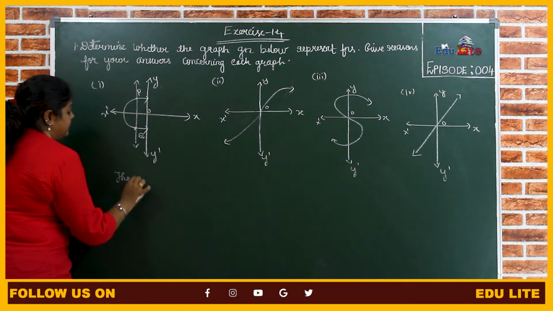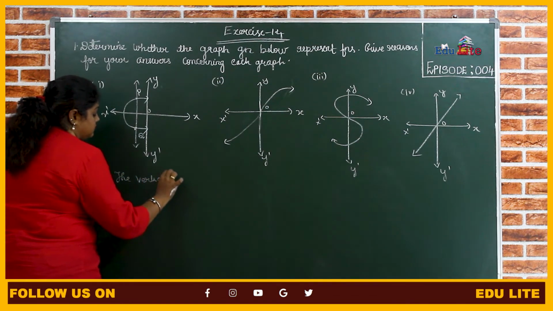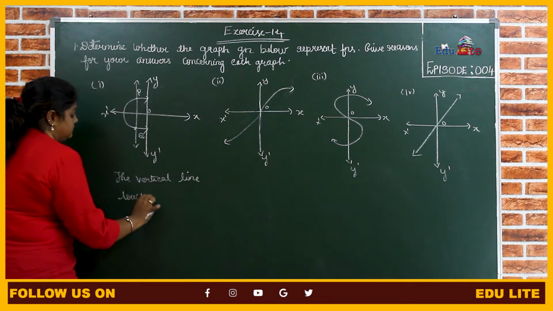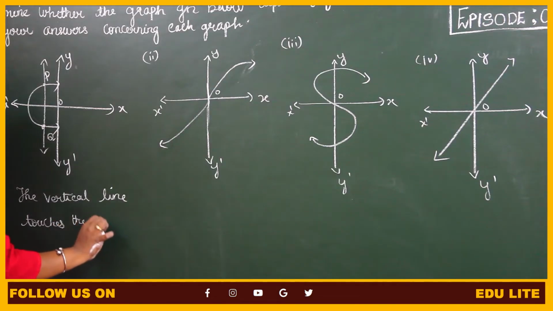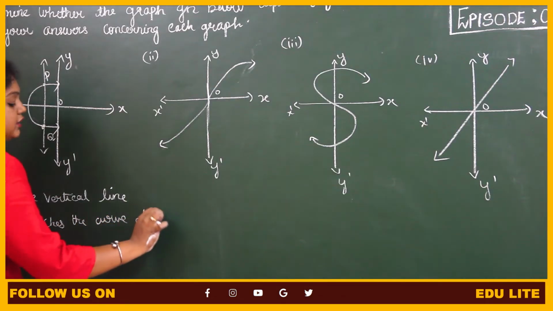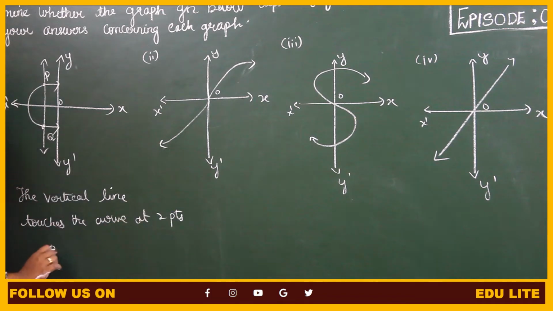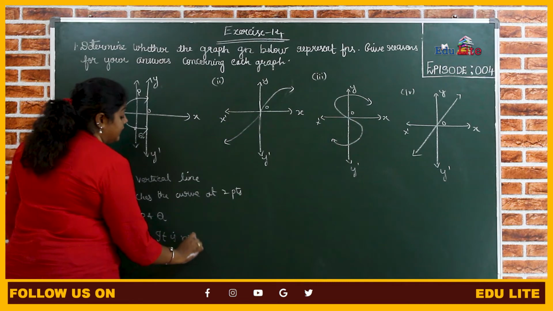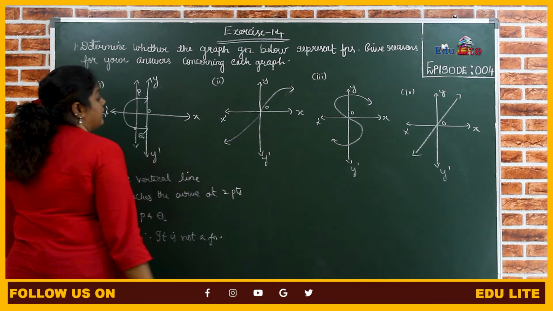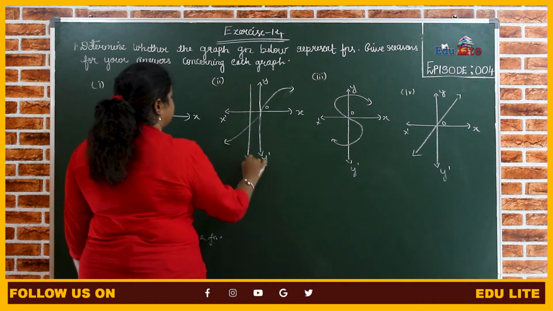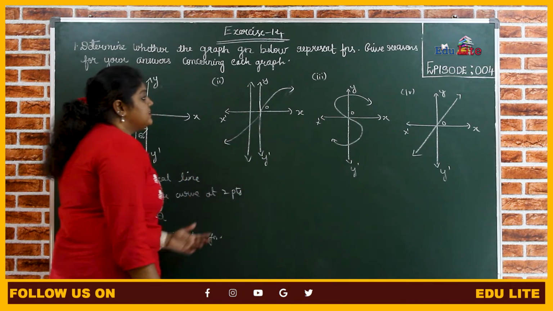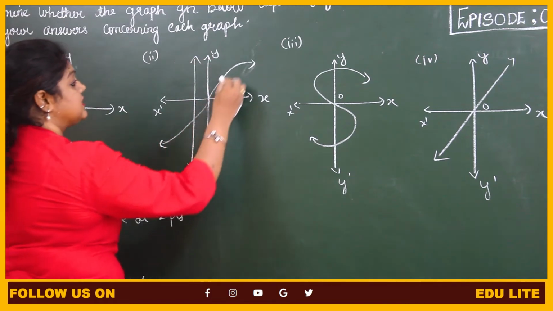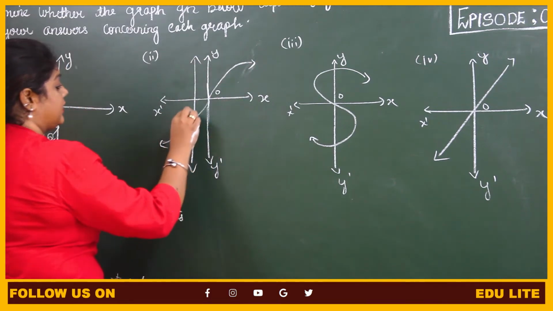The vertical line touches the curve at 2 points P and Q. Therefore, it is not a function. Okay. For the second problem, we will draw a vertical line this side. Does it represent a function or not? Yes, it represents a function because the vertical line touches the curve at most 1 point.